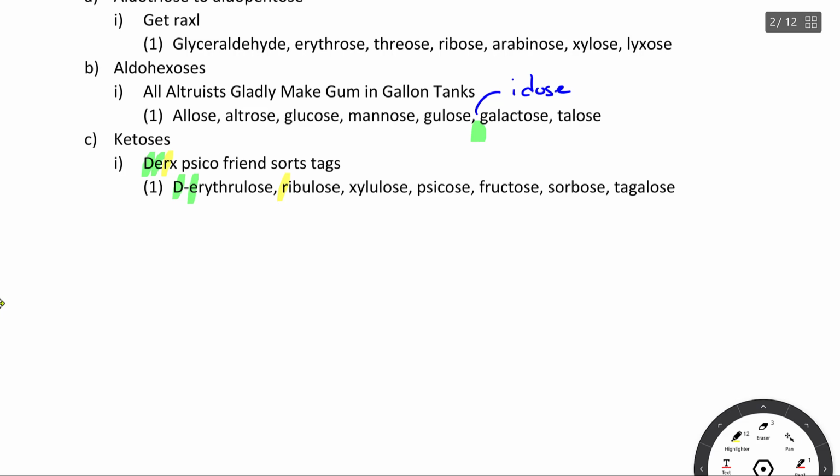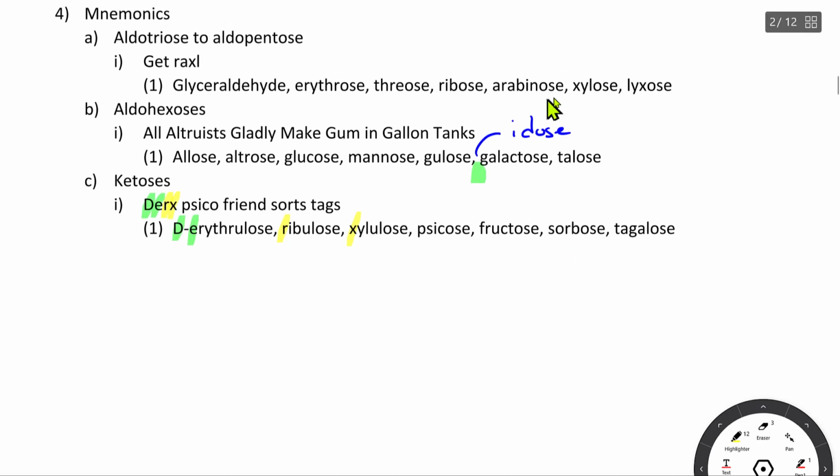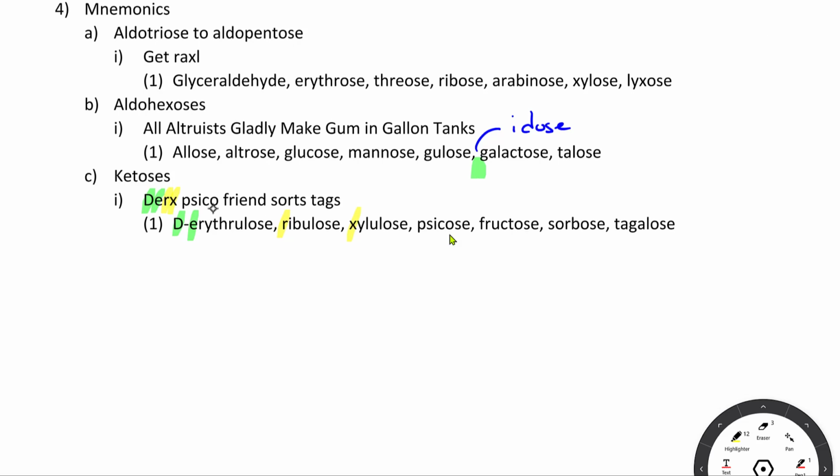And then R is for ribulose, and X is for xylulose. So you notice that these are the same names as given up here, right? And we'll come back to why they have similar names. But they add the extra letters in there, the UL letters. Then there's psicose. I just spelled it differently for psicose or "psycho friends," right? And then fructose, sorbose, and tagatose. So those are the names.